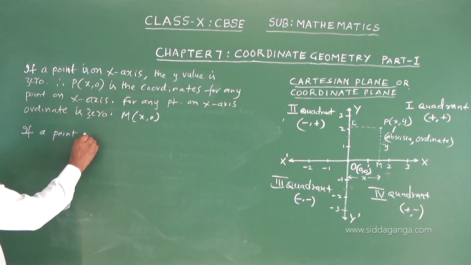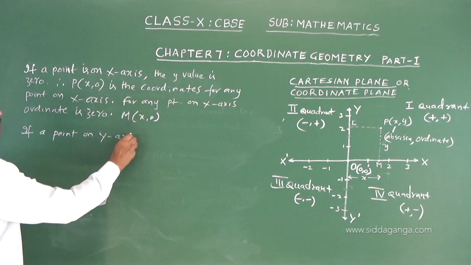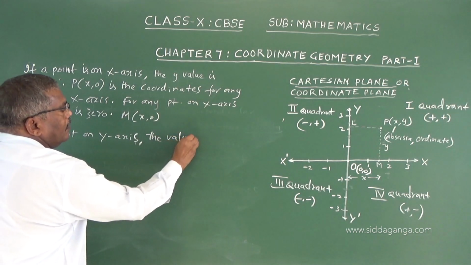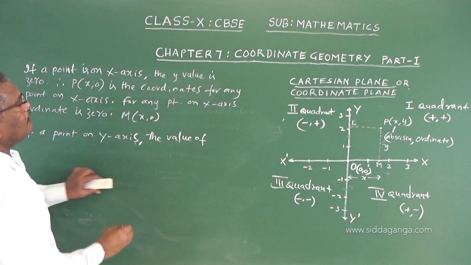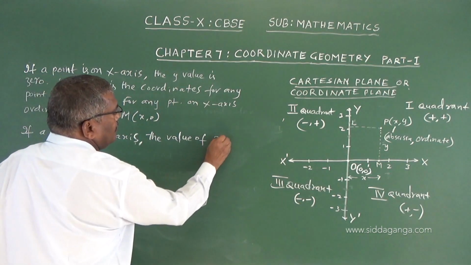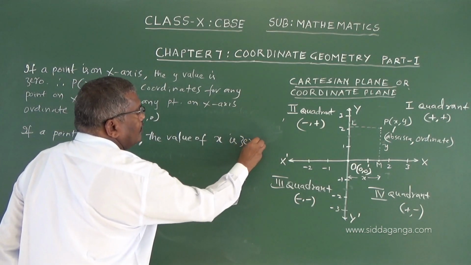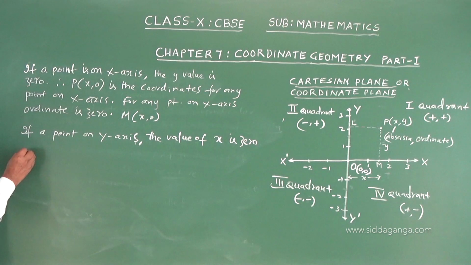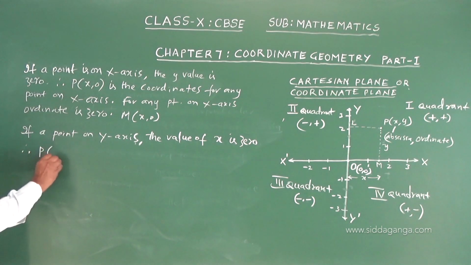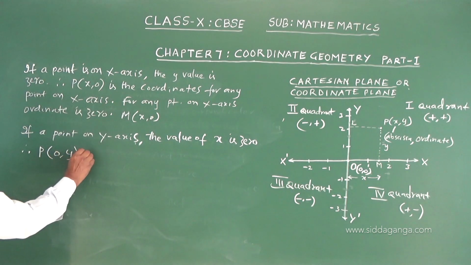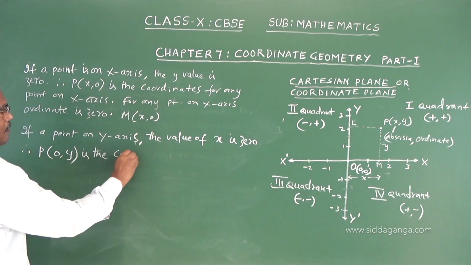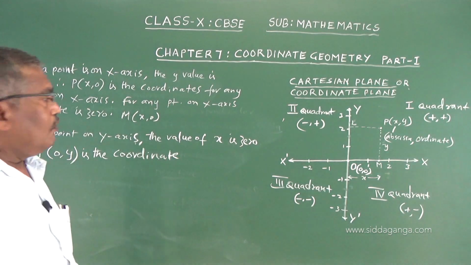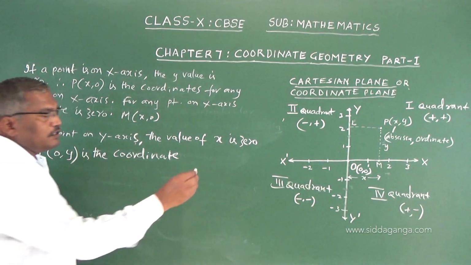Now, if a point is on the y axis, the value of x is 0. You can see, if the point is on the y axis, there is no horizontal distance. So therefore, x will be 0. Therefore, P(0, y) is the coordinate for any point on the y axis.